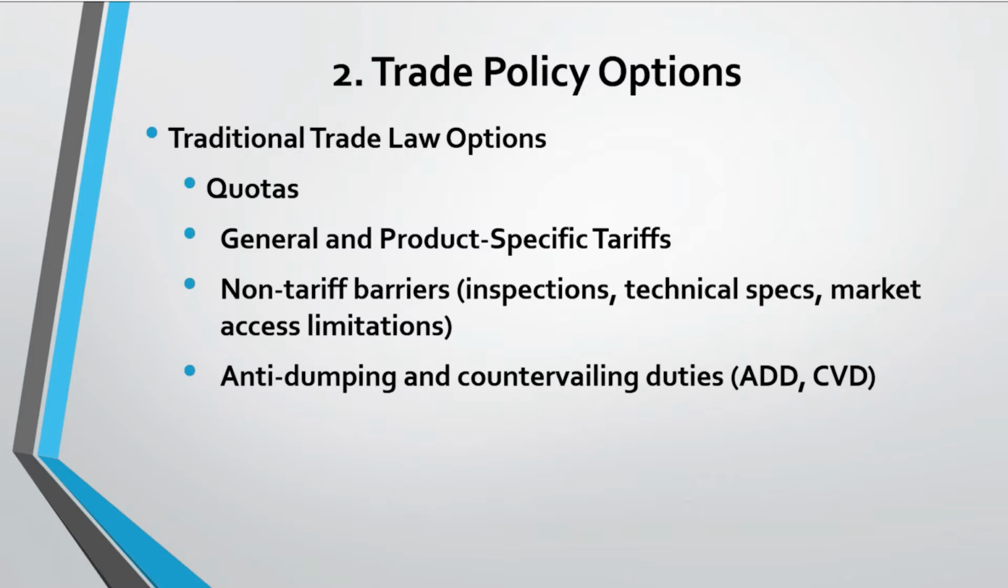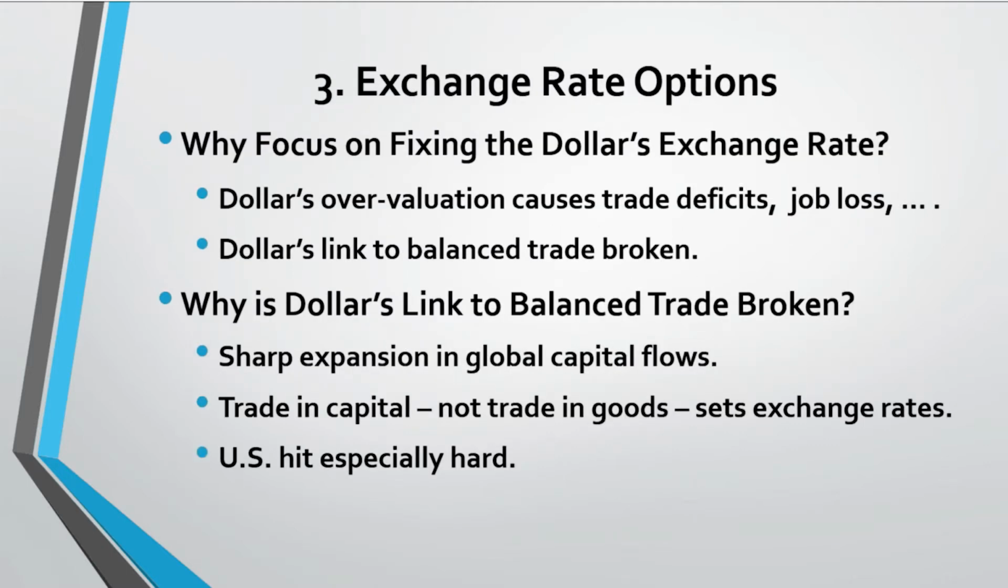Now, the trade law options, quotas, general and product-specific tariffs, non-tariff barriers, anti-dumping, countervailing duties that we mentioned before, all of these have serious problems, such as the fact that they're constrained by WTO agreements. They're generally product by product, and as a result, they have very limited total impact. Now we come to the third, which I highlighted earlier in red, exchange rate options.